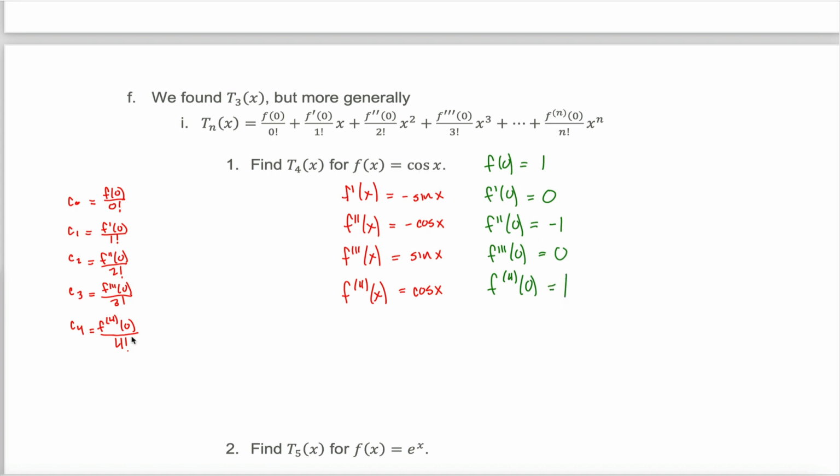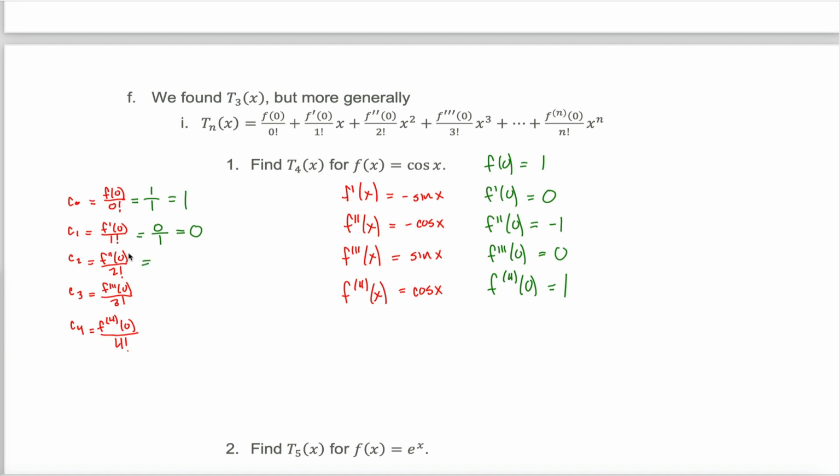If I want to know the coefficients on my fourth degree Taylor polynomial, what I have to do for the constant term is take f of 0 and divide it by 0 factorial. F of 0 is 1, 0 factorial is 1, C0 will end up being equal to 1. What about C1? I want to take f prime of 0, which is 0, and divide that by 1 factorial, which is 1. 0 divided by 1 is equal to 0.